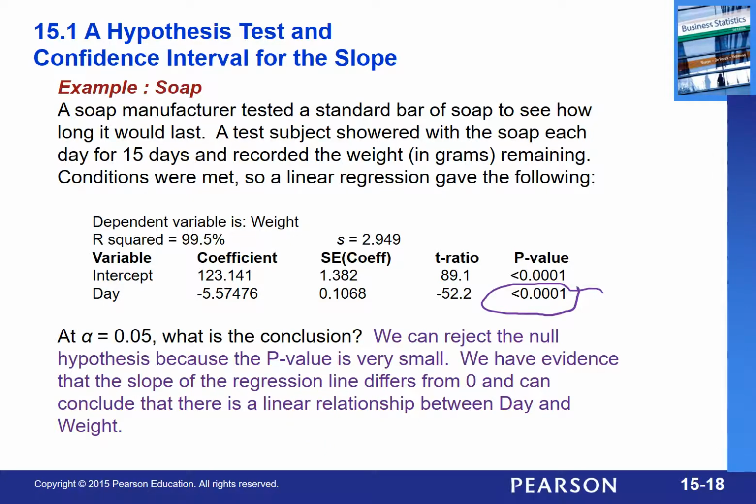So here's the thing. We're looking at this p, the one going with the slope, when we're making this determination. And it's super small. So, we're going to go ahead and reject the null hypothesis. And that's good, because remember, the null was that we think the slope is 0. So clearly the slope is not 0. In fact, the evidence seems to point to the fact that it's not 0. Anyway, you can conclude there is a linear relationship between day and weight.